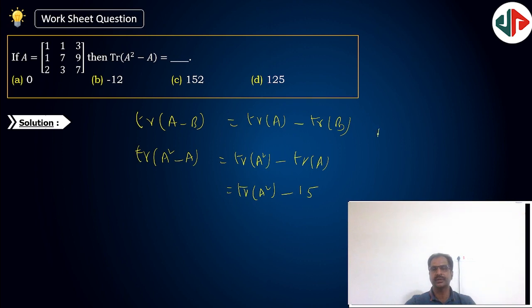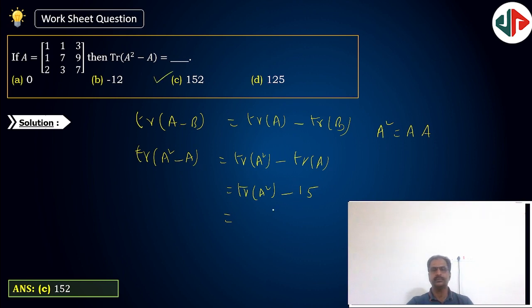Now we can find A square by using A into A and then find the trace of it and substitute here. You will see that the answer is 152. This will get 177 minus 50. You know how to find A square and find the trace of it.